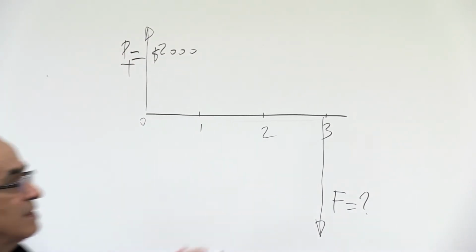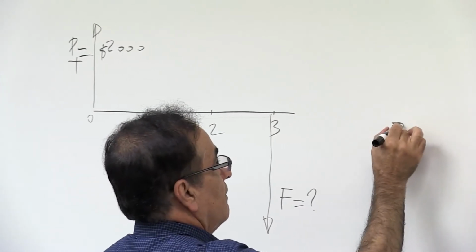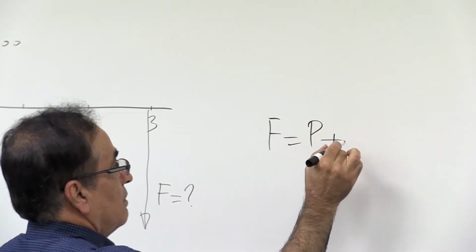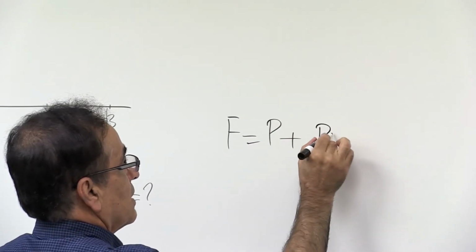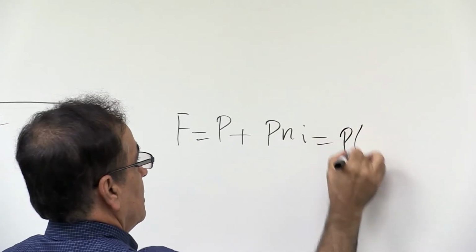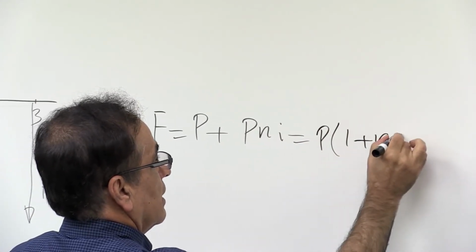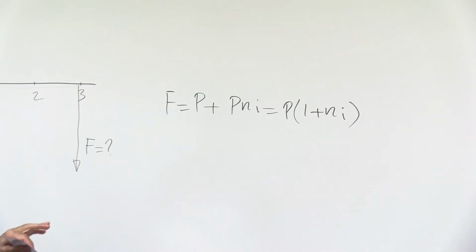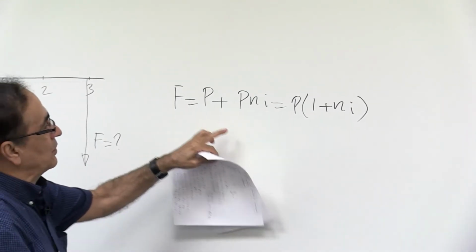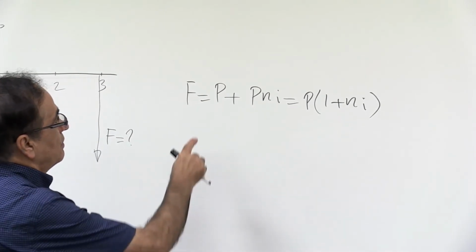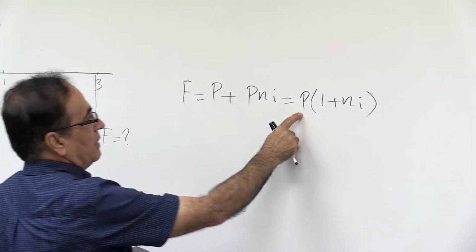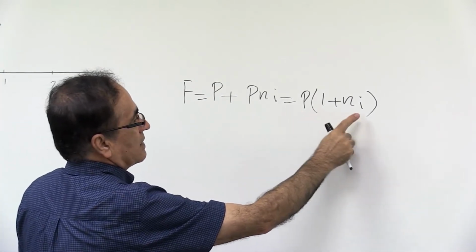For simple interest, the F value is equal to P, the present value, plus the interest, which is P times N I. If I factor out the P, you get P times (1 plus N I). We are trying to find the future value. The future value is the present value plus the amount of interest you're receiving: P plus P times N I. I factor out P, times (1 plus N I).